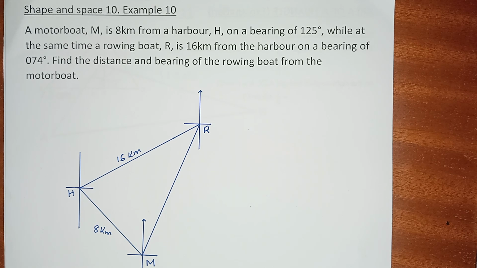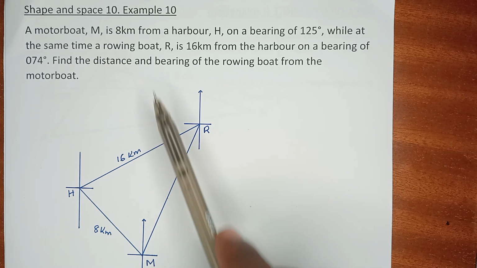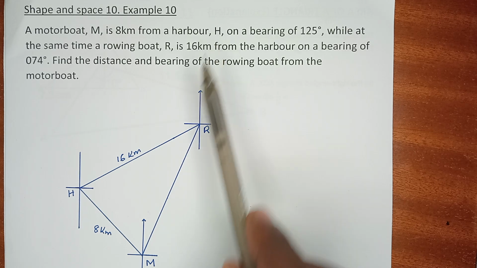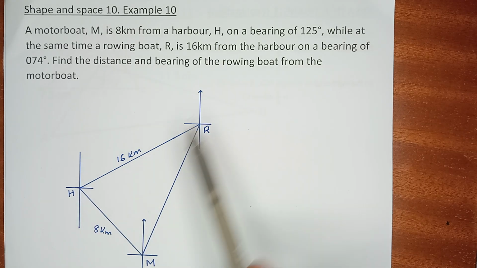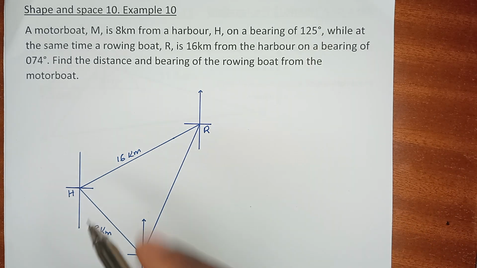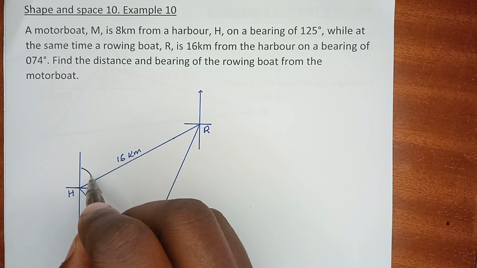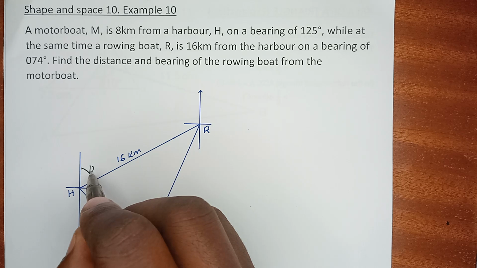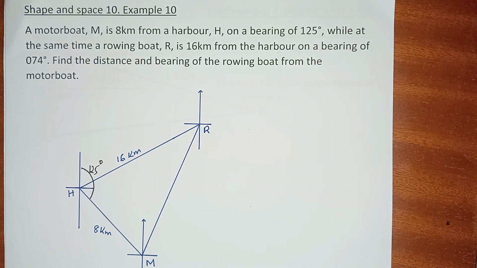We are being told that a motorboat M, and you can see where M is, is 8 kilometers from a harbor H, this is harbor H, on a bearing of 125 degrees. The whole of this angle is 125 degrees.